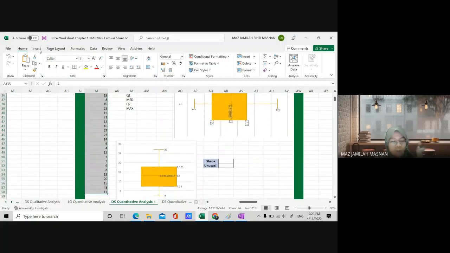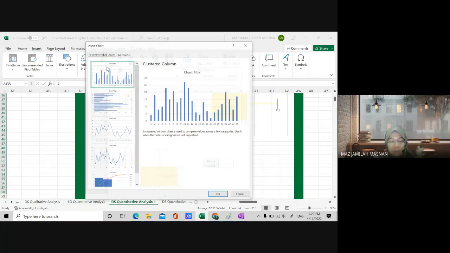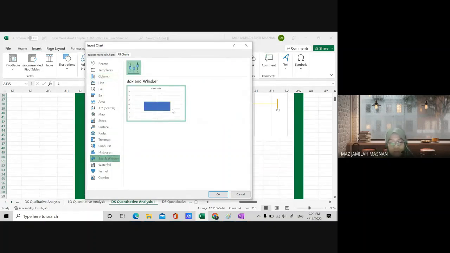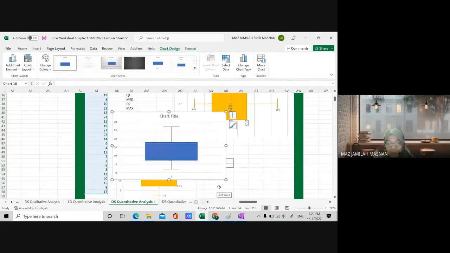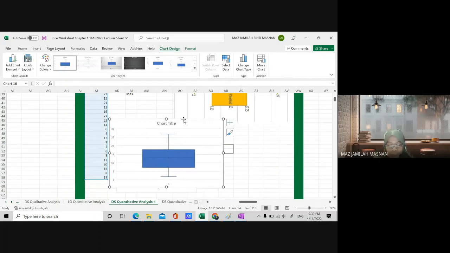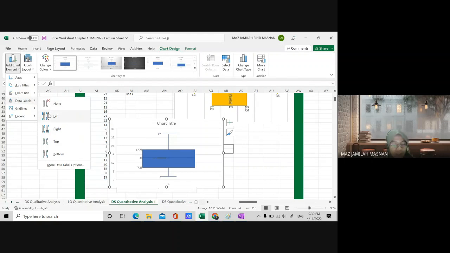and then go to Insert. Go to Recommended Charts, then All Charts, and look for box plot. But in Excel, it is called box and whisker. Then click OK. Now you will have this chart. Since I would like to know what the values are, I go to Chart Design, then Data Labels, and choose whichever format you wish to have. In my case, I would like to have this.